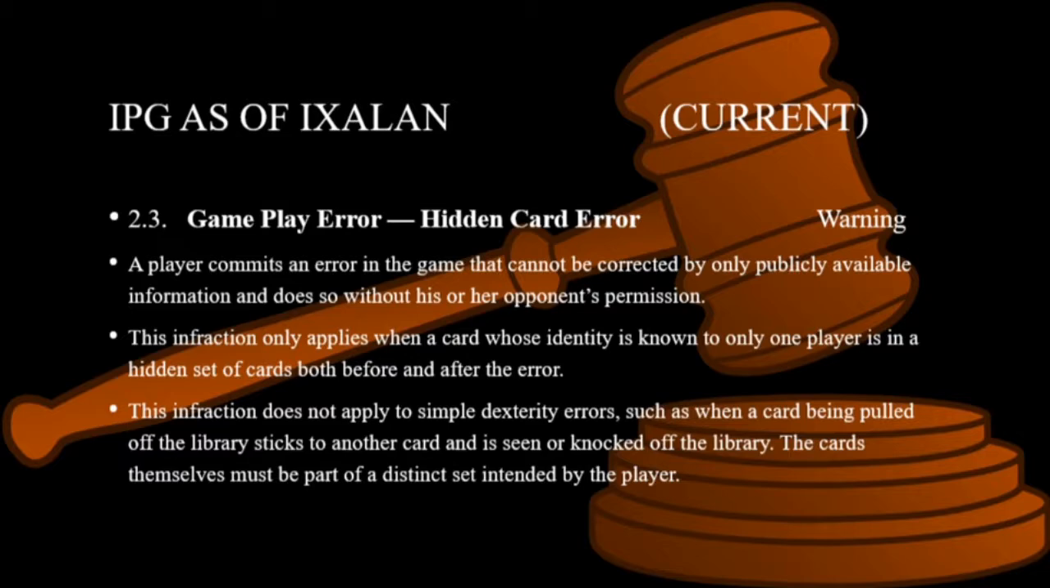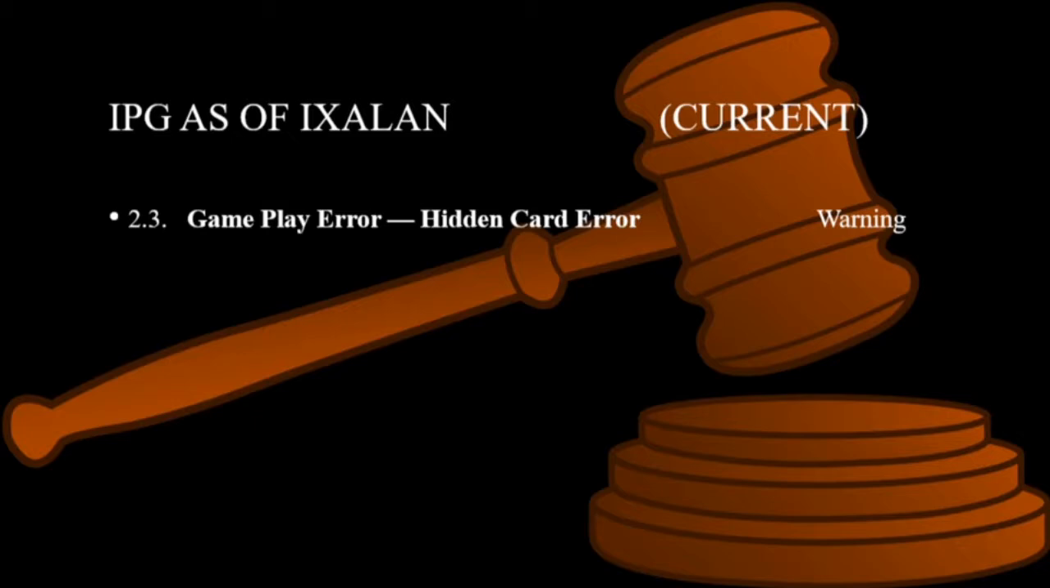Hidden card error is when a player commits an error in the game that cannot be corrected by only publicly available information and does so without his or her opponent's permission. This infraction only applies when a card whose identity is known to only one player is in a hidden set of cards both before and after the error. This infraction does not apply to simple dexterity errors, such as when a card is being pulled off the library, sticks to another card, and is seen or knocked off the library. The cards themselves must be part of a distinct set intended by the player. This one still only has the one upgrade for failing to reveal a morph creature.